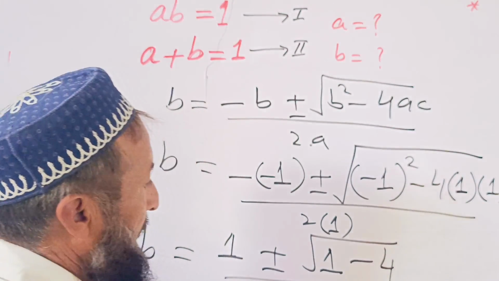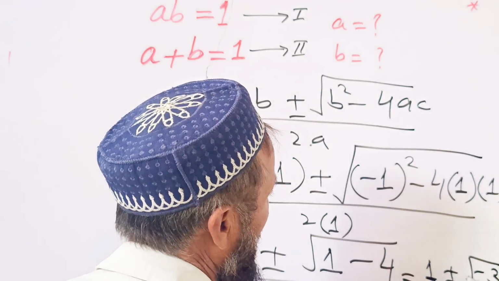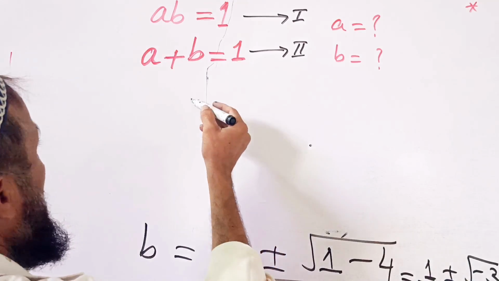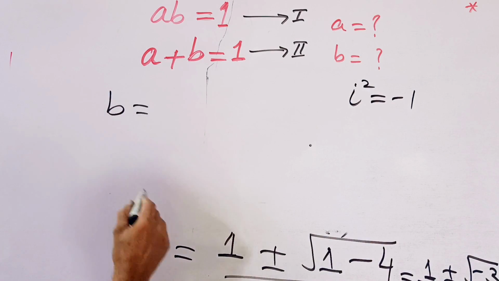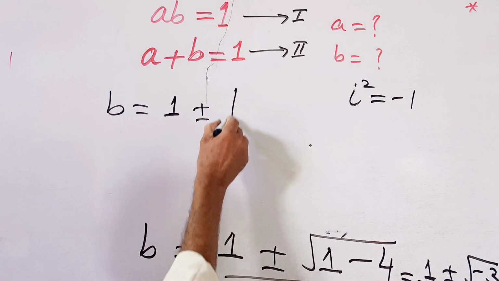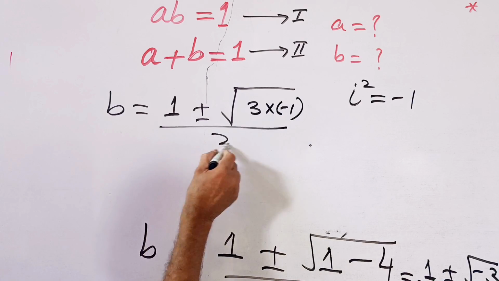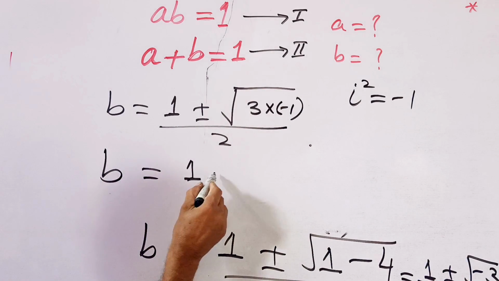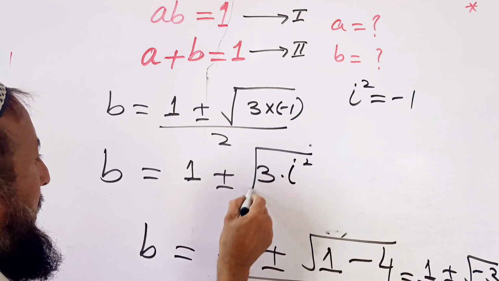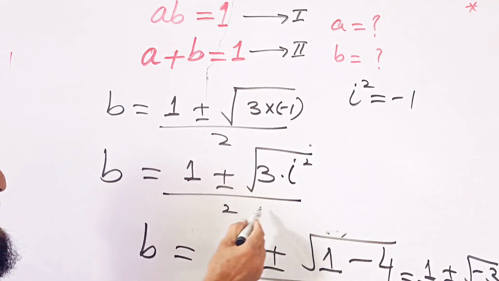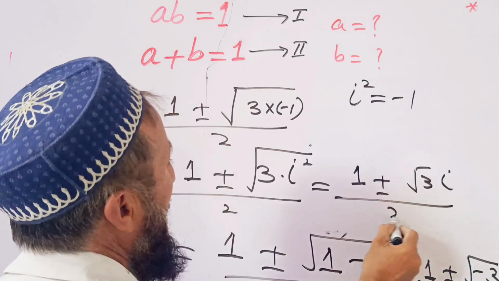Further we can simplify this result. We can write 1 plus minus the square root of minus 3, divided by 2. As we know that iota square is equal to minus 1, B is equal to 1 plus minus, in the place of minus we can write 3 multiplied by minus 1, divided by 2. In the place of minus 1 we put iota square. So B is equal to 1 plus minus 3 under the root iota, divided by 2.